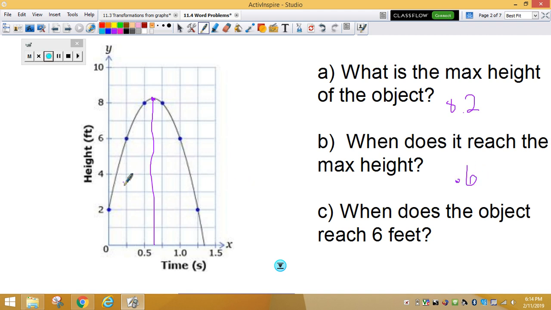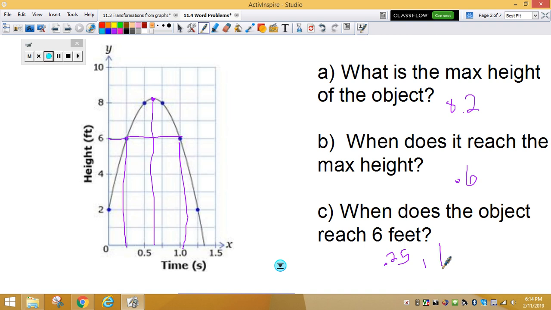And when does it reach 6 feet? Well, here's 6 feet. It reached at halfway in between 0 and a half, which is 0.25. It also reached again, right? Because 6, it hits twice. It also hit right here at 1 second.